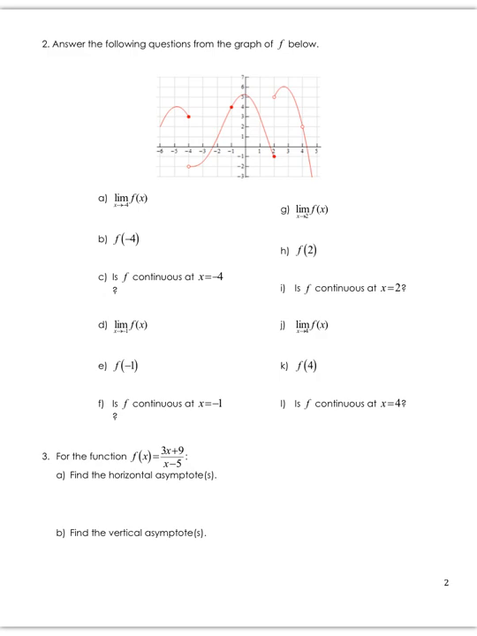Okay, so we have the limit as x approaches negative 4 of f of x. Remember, that is a two-sided limit. So what that means is I have to check the left and the right. When I'm coming from the left side of negative 4, I'm getting closer and closer to 3. When I'm coming from the right side of negative 4, I'm getting closer and closer to negative 2, which means the limit does not exist. It's a jump discontinuity, all right?